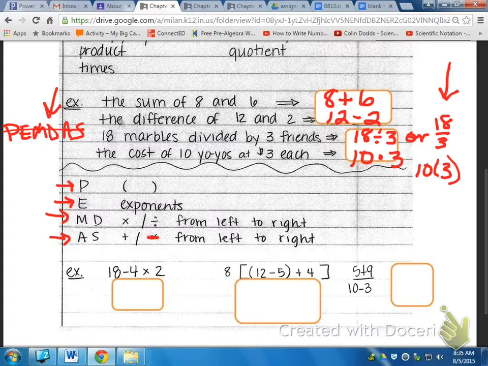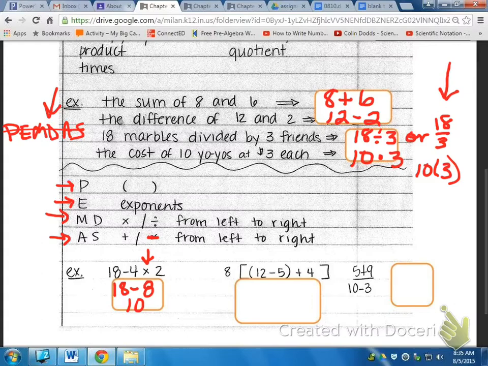Let's try to get these 3 examples in here. 18 minus 4 times 2. I don't have any parentheses. I don't have any exponents. I do have a multiplication. So let's do 18 minus 8. That would be the first thing that I expect to see for you to write on your assignment. And then 10.